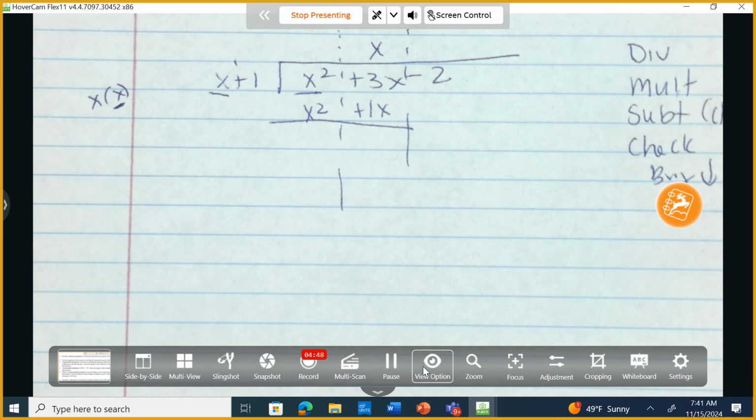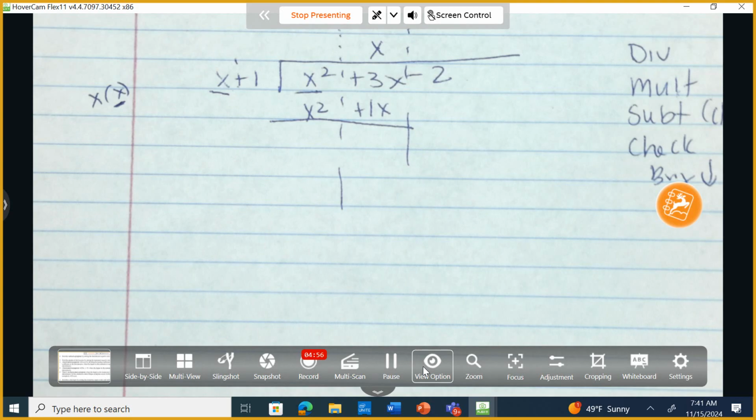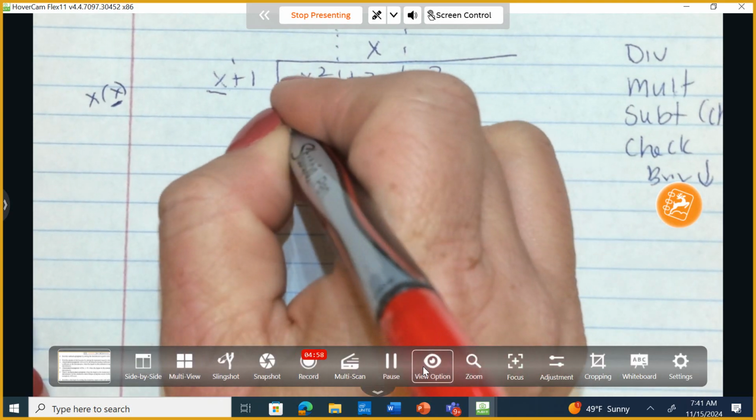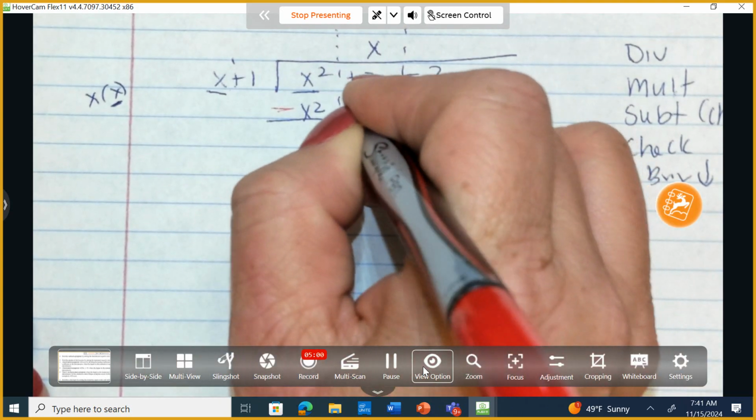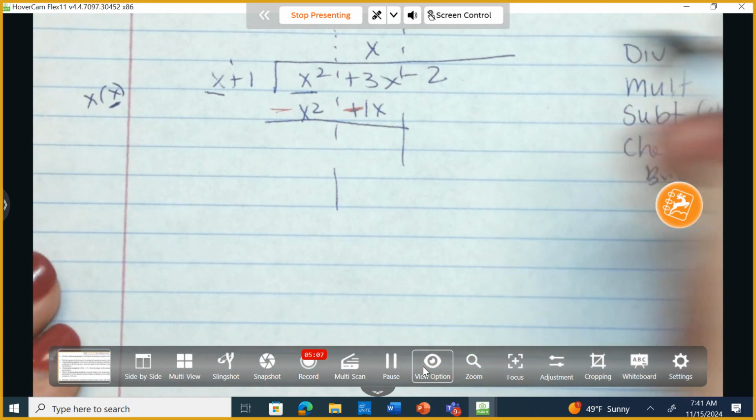So I've chosen the number up top, I've multiplied it through. And now when we say subtract, what it really means is change the sign. So whatever the signs were on the second level, we change the sign. This was positive, it becomes negative. This was positive, it becomes negative. And by the way, if it was negative, it would become positive. Okay, good with that.